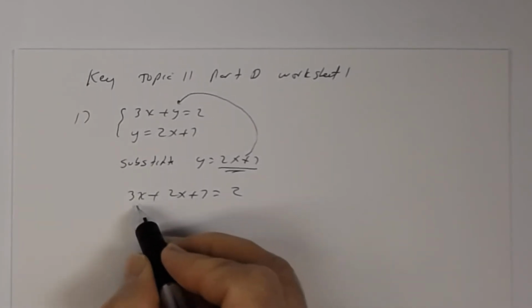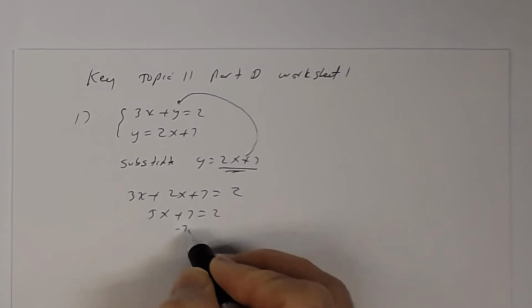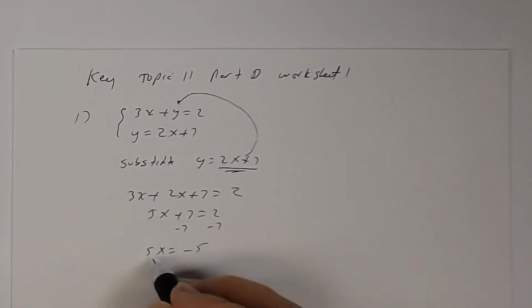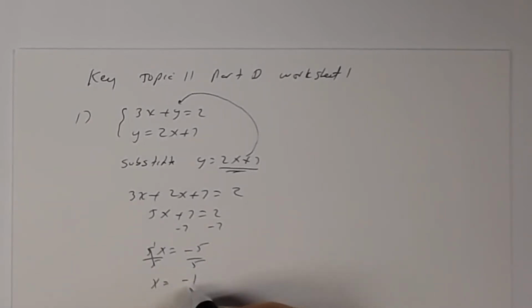And so when I solve this linear equation, I get 3x plus 2x is 5x. I get 5x plus 7 equal 2. Subtracting 7 from both sides, I get 5x equal a negative 5. Divide both sides by 5. I get x to be a negative 1.